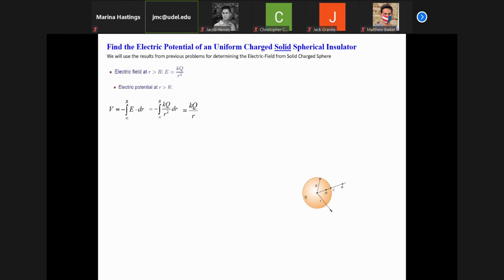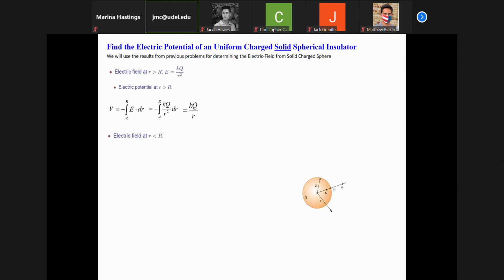So, all right, anyhow, this relationship between the potential anywhere in space outside of this sphere will go as KQ, where Q is the total amount of charge on this sphere, divided by your distance from the center of the sphere, and where this distance is greater than big R, the radius of the sphere. This is pretty straightforward, I think.